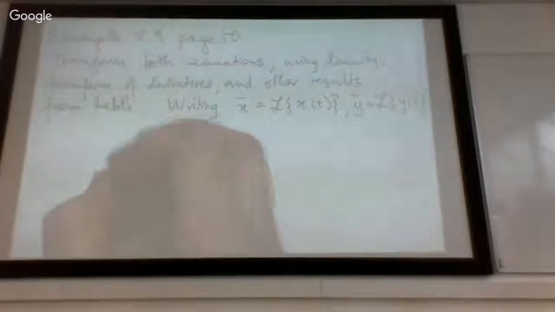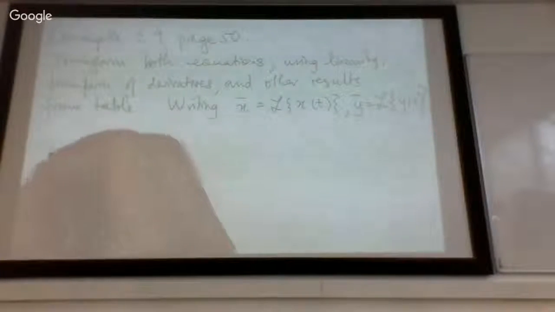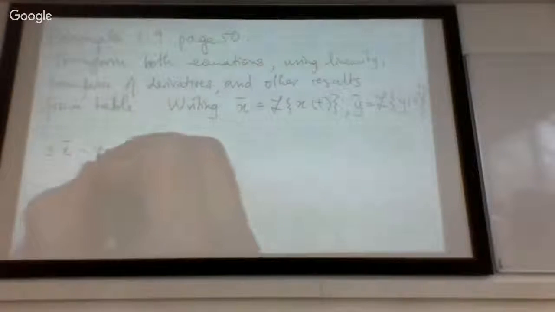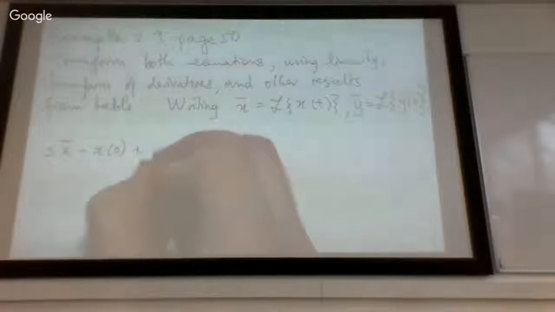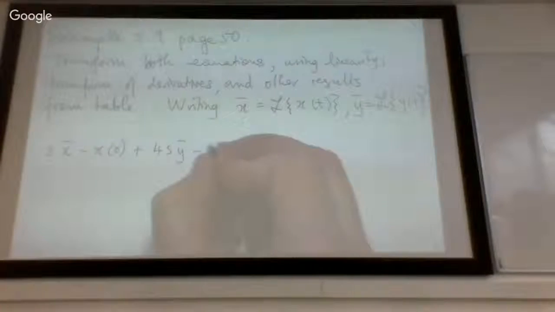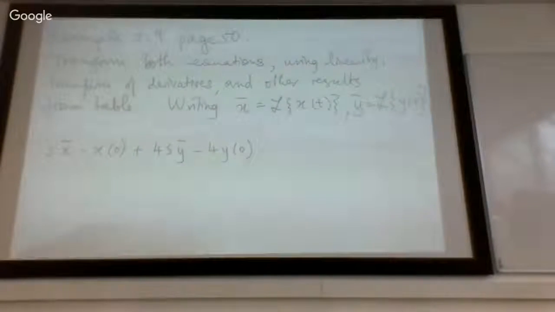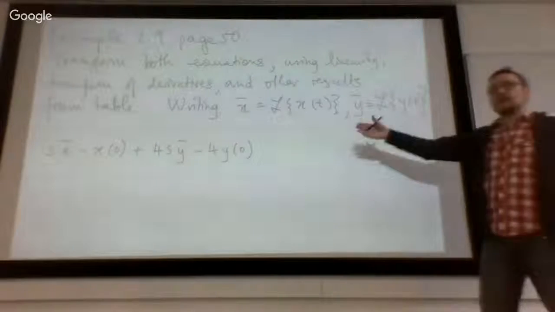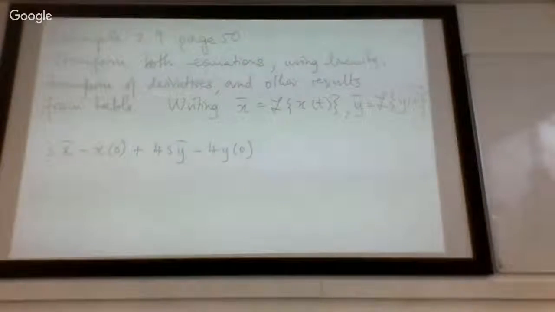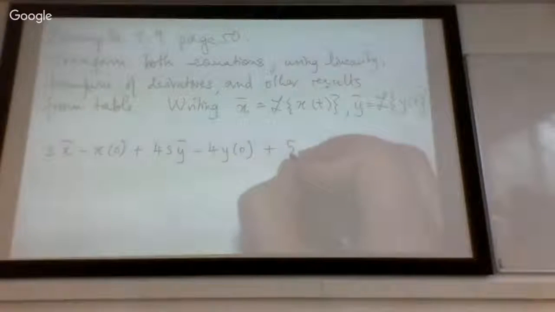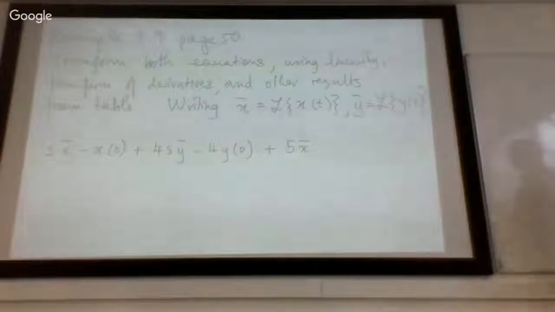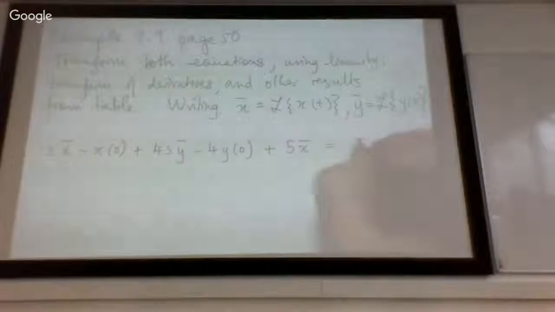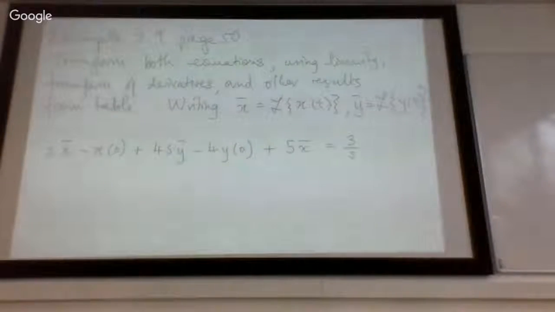And the transform of the first equation is going to be s times x bar minus x of 0 plus 4 times s y bar minus 4 times y of 0. That's using two instances of the transform of derivatives property. And then we've got plus 5 times x bar, the transform of the function x. And in the original equation, that's equal to the constant 3. So when you transform 3, you get the function 3 over s. Okay, so that's the first equation there.